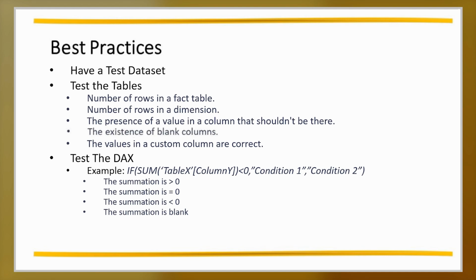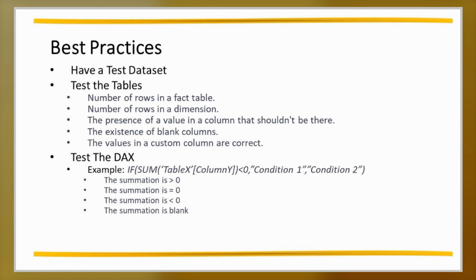To test this DAX measure properly, you should create conditions that test when the summation is greater than 0, equal to 0, less than 0, and if the summation is blank. These types of tests are not just for numeric-based measures or columns. You can also test for potential issues with time zones, when source columns are blank, etc. And I have a few more best practices to cover for this principle, so let's take a look.